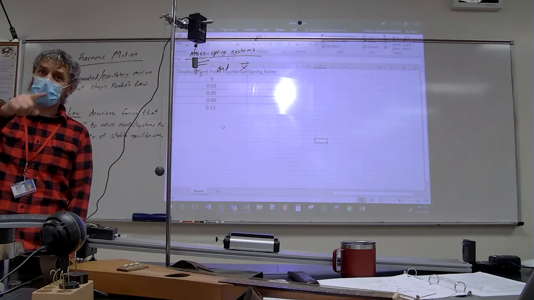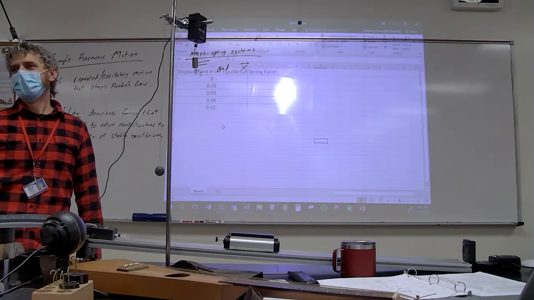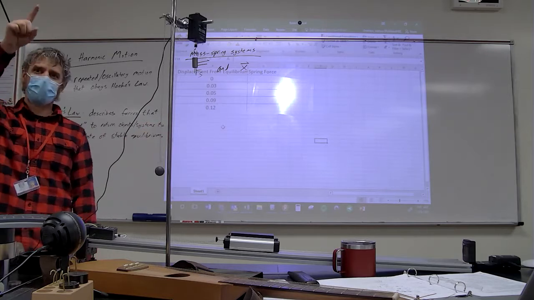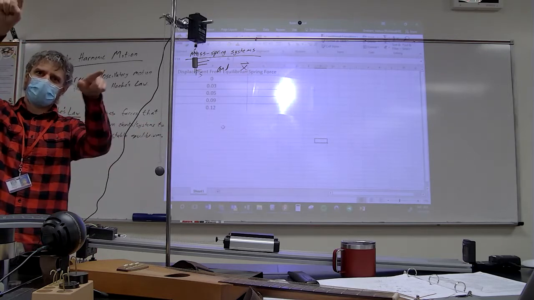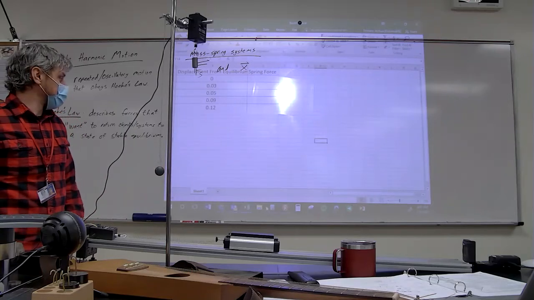If it's a quadratic relationship, we should expect those points to do something like this. If it's an inverse relationship, which it probably won't be in this case, then it would have that kind of a graph, right? So all that stuff. So we're going to go ahead and measure this.